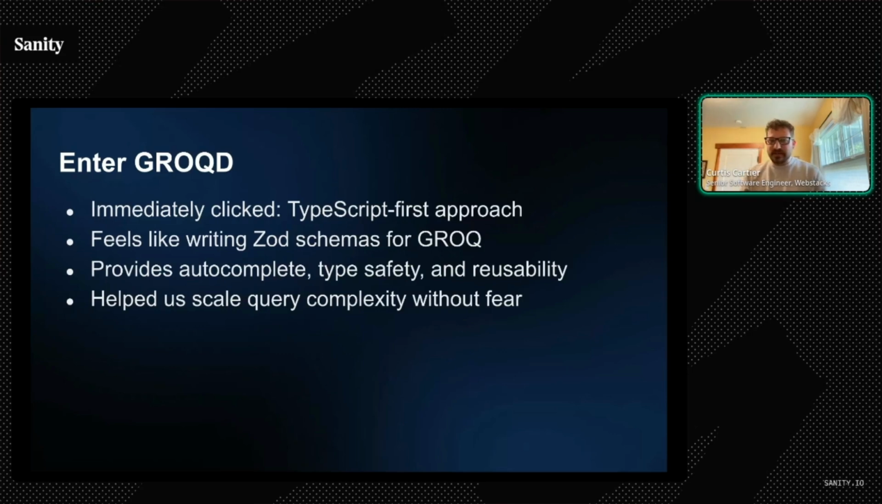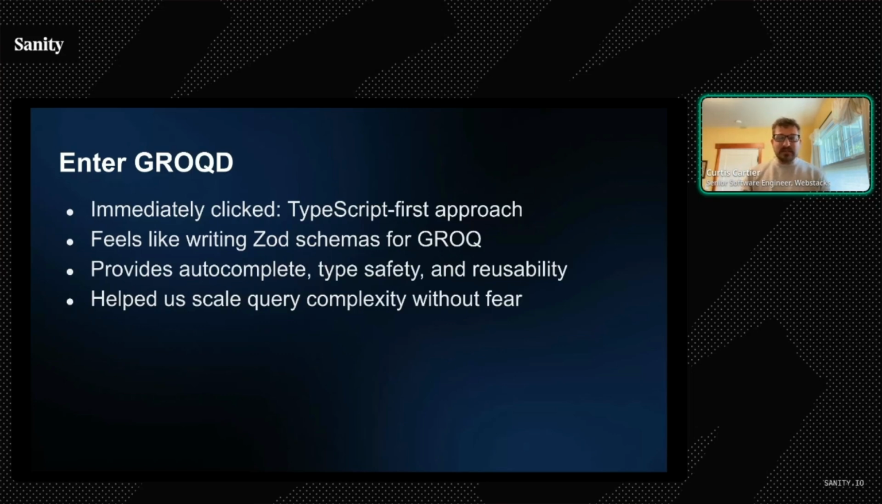GROQD, with a D at the end. After hours of hacking on our own helpers, trying to validate field names, build fragments, and tie them back to TypeScript, I randomly stumbled upon GROQD, and immediately it just worked. It felt like Zod, but for GROQ. A way to define your queries as code, not just strings. You're explicitly stating what you want in a way that works seamlessly with TypeScript.